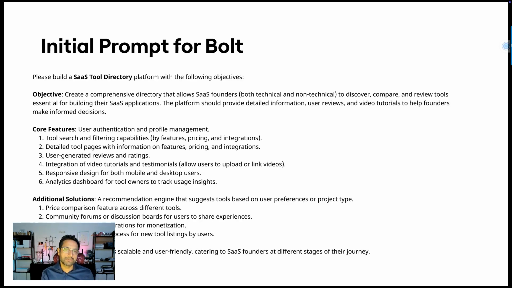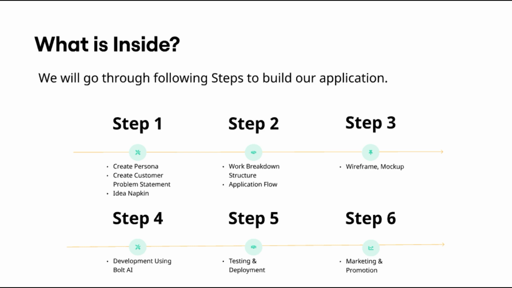I converted those into an initial prompt for Bolt, where we are telling Bolt the objective of this application, the core features, and additional things that Bolt will do. But before we run this prompt, we will go through a couple of activities to break the idea into small pieces, identify who our users are, define them on a more granular level, create personas, and write a customer problem statement. It will be a fun process, trust me.